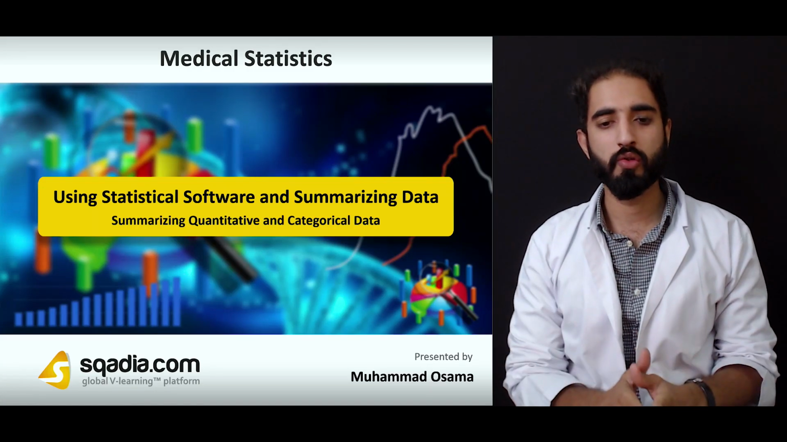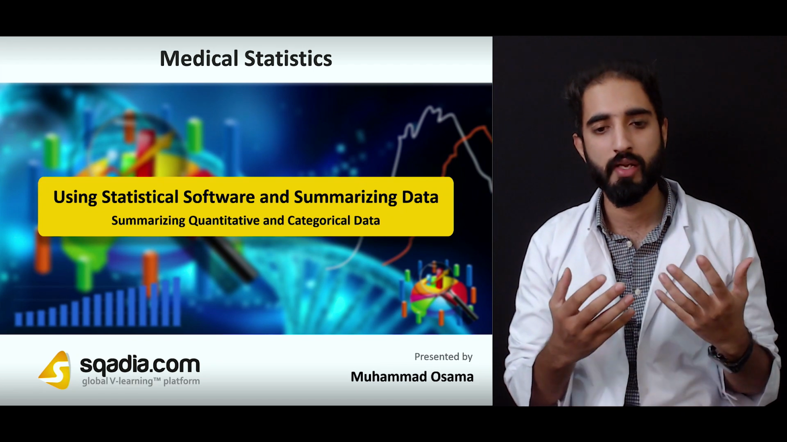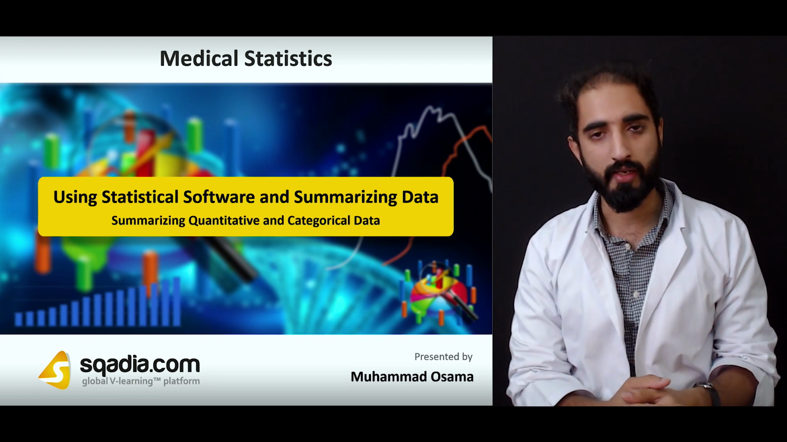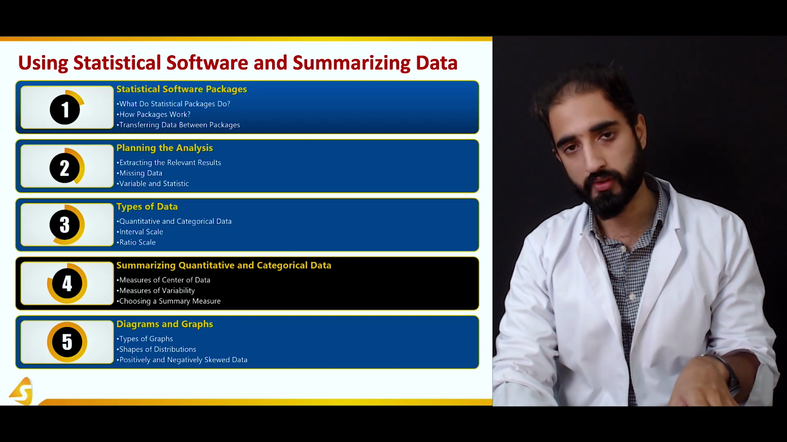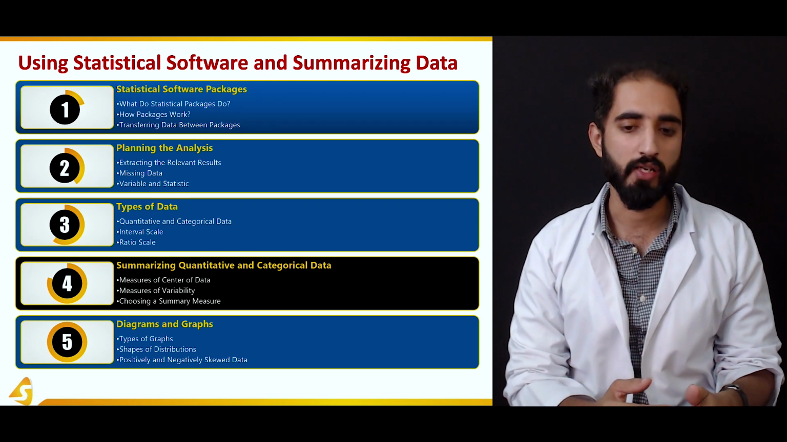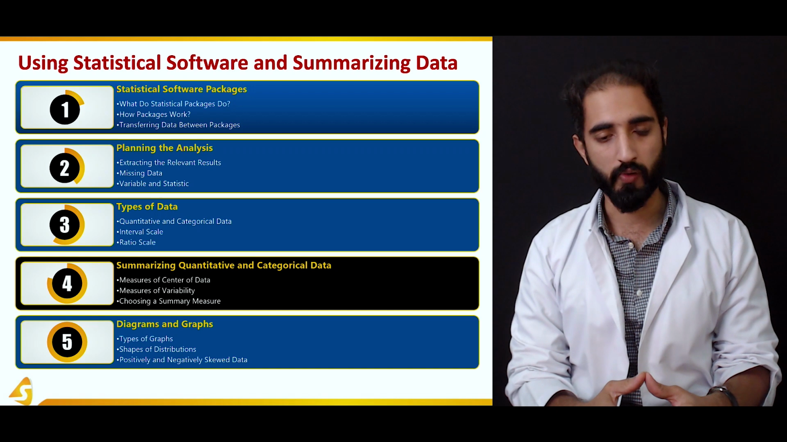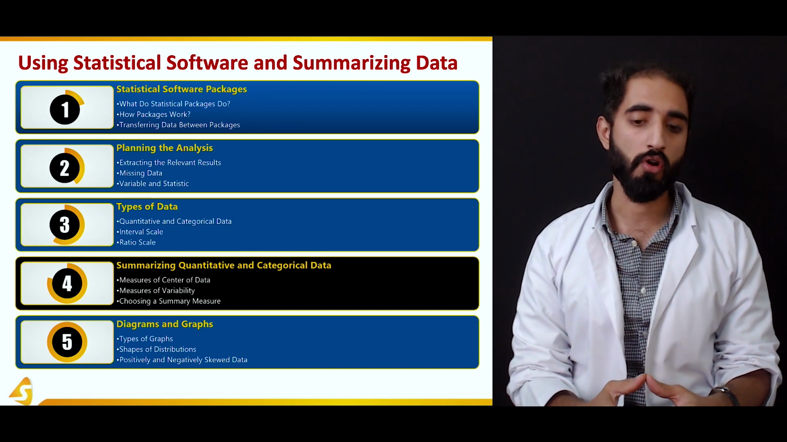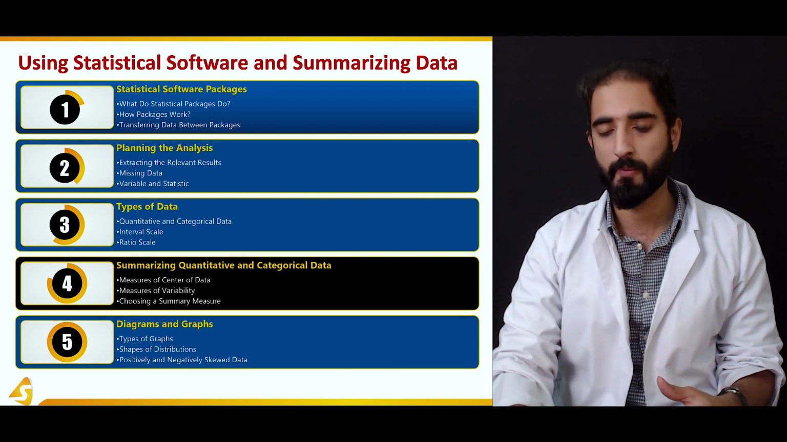So we are talking about using statistical software and summarizing data, and this specific section is about summarizing quantitative and categorical data, and it is one of the most important sections of this whole series of lectures, in which we're going to talk about the measures of the center of data and central tendency. We're also going to talk about measures of variability, and we're also going to talk about choosing a summary measure which is suitable for your analysis and data.